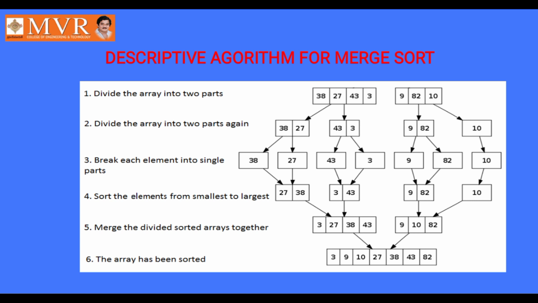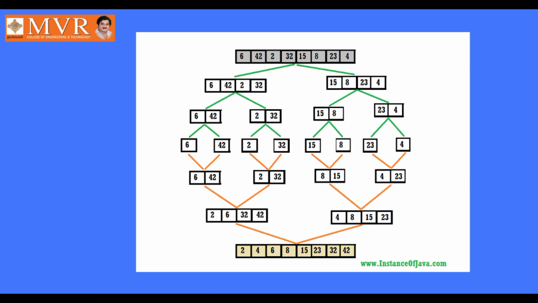It is a very important technique, and an easy technique. So you have to learn the descriptive algorithm for exam purposes also. Next, here is another example for the merge sort algorithm. In this merge sort technique, see, I have considered a list of elements. Those are 6, 42, 2, 32, 15, 8, 23 and 4.